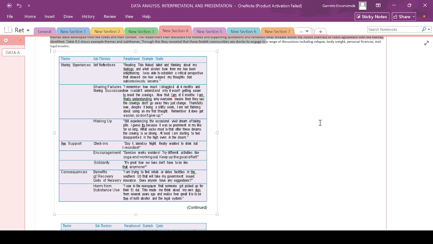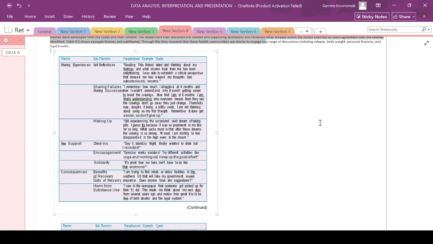Sub-theme: waking up. Still experiencing the occasional vivid dream of taking pills. I guess it's because it was so prominent in my life for so long. What sucks most is that after these dreams, the craving is so strong. At least I am starting to feel disappointed in the high, even in the dream.